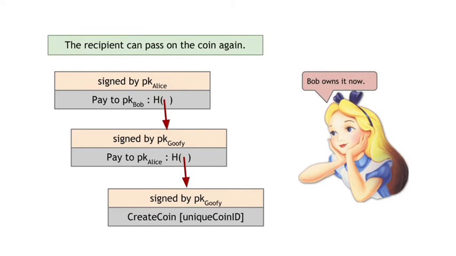So we see here that Goofy originally created the coins. And then he paid one to Alice. Alice then transferred that to Bob. All of that has a hash pointer that goes back to the original creation of Goofy.